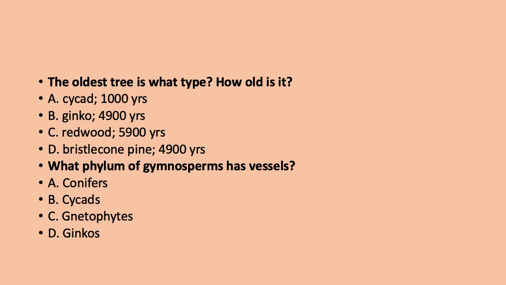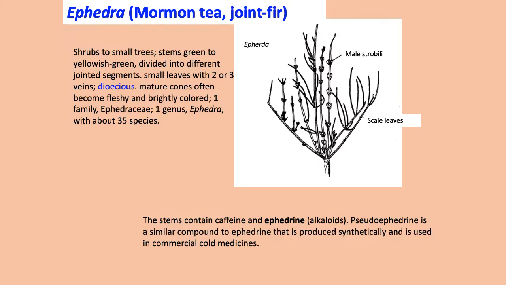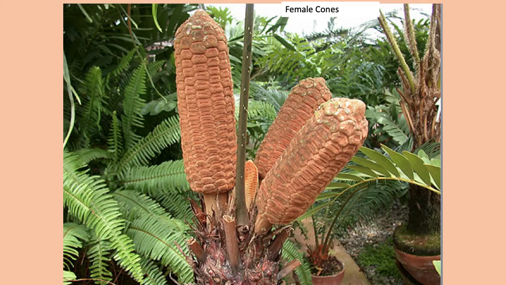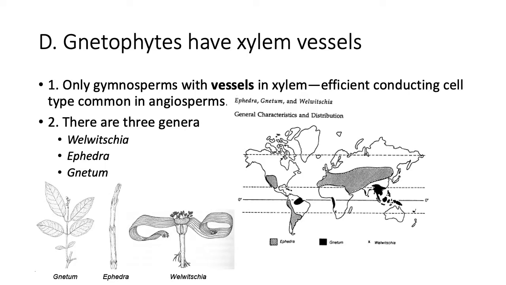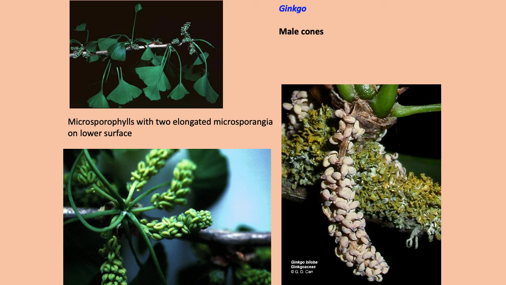What phylum of gymnosperms has vessels? C. Yeah, the xylem. It's C, isn't it? Is it the gnetophytes? I thought it was cycads. You sure? Yeah, it says in the gnetophytes that they have xylem vessels, and they're the only gymnosperm. Oh, okay. So it's wrong on my key. Yes, sorry, so it's the gnetophytes. For some reason I thought it was cycads.